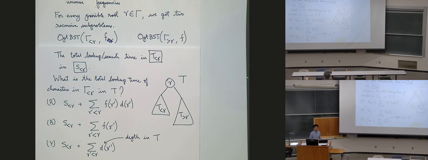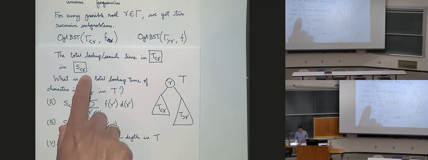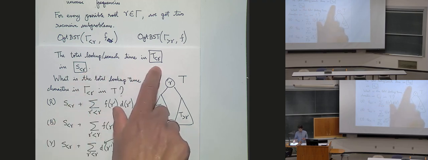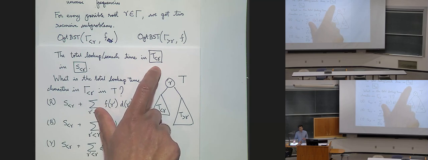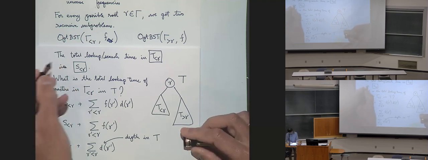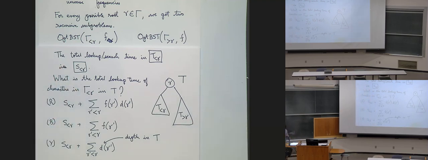Question? Should that be is S less than gamma? Sorry? For the total search, should that be is? Yes, so the total lookup search time in tree sub less than gamma is, not in. Thank you. Yeah, is.